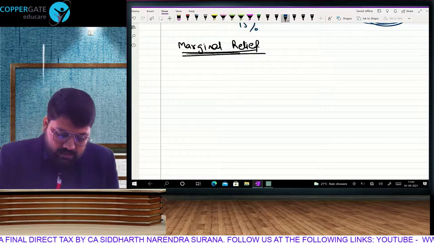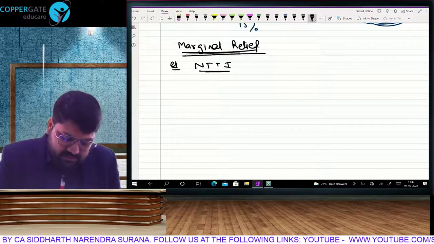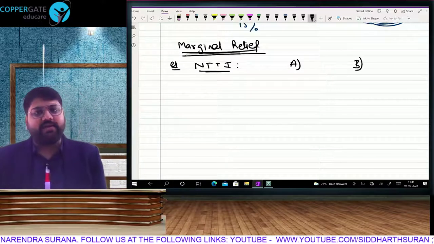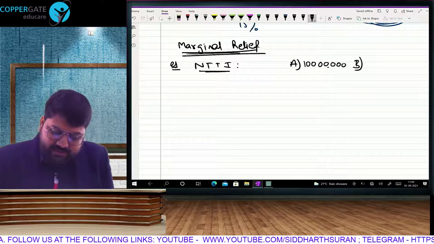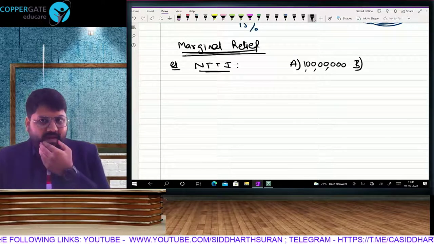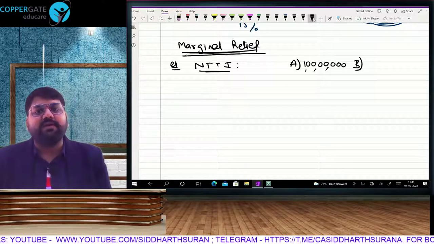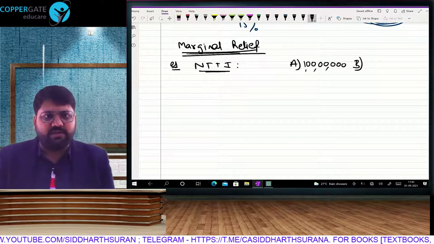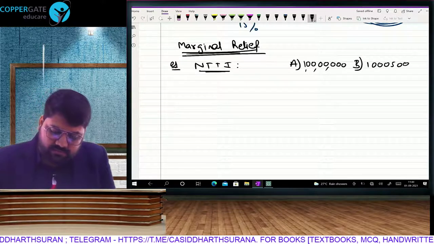Let's take an example. I am giving you two assessees, assessee A and assessee B, and I am giving you the net income of both. The net income of assessee A is exactly 1 crore, 100 lakhs. What is the NTTI of Mr. A? 1 crore. And the net income of Mr. B is 1 crore and 5,000 rupees. Is it possible that someone has earned 5,000 more than Mr. A? 1 crore, 5,000.